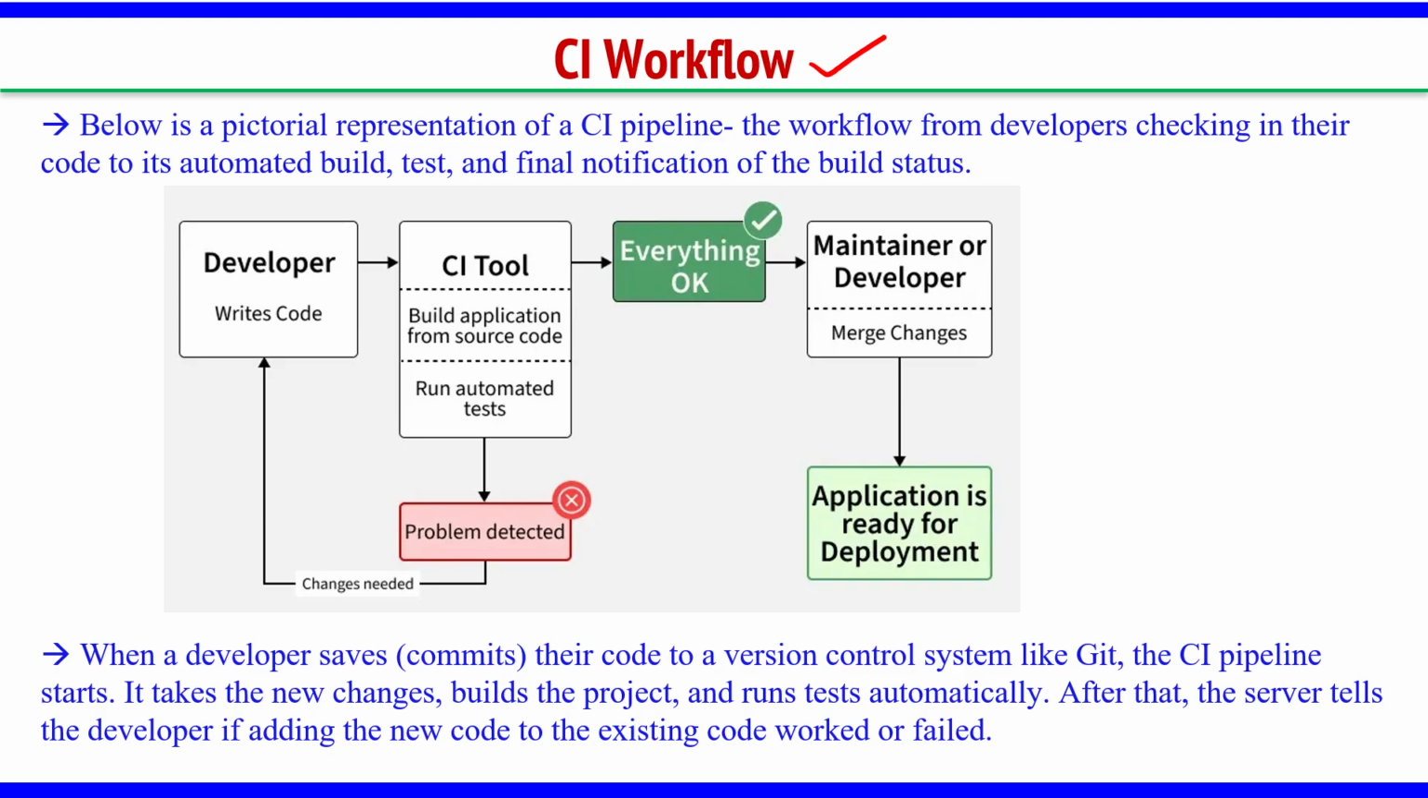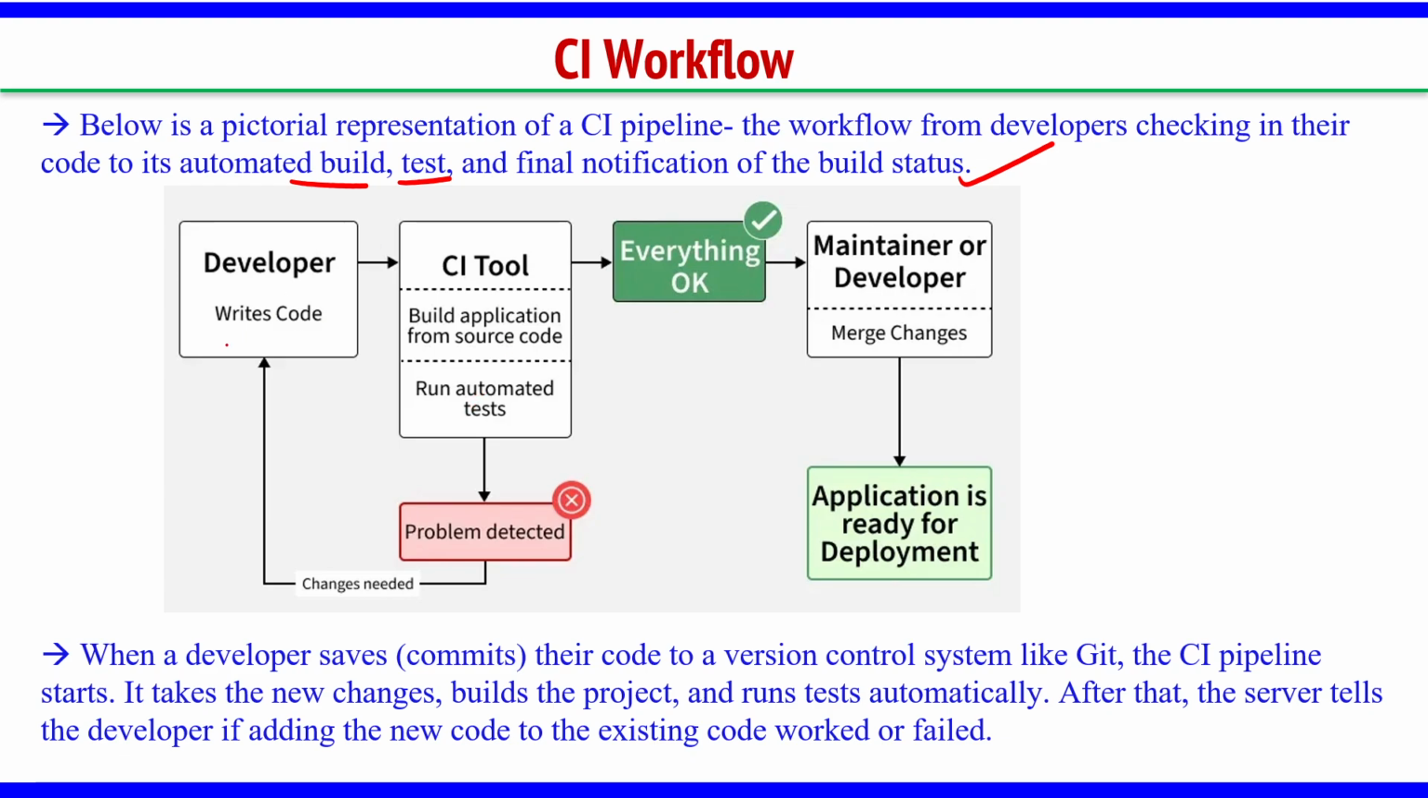So, what is the workflow of CI alone, continuous integration alone? How is that CI working? That we will try to understand. The workflow from developers checking in their code to its automated build, test and final notification of the build status. You will write the code. Once you write the code, you have to check in your code and automatically build it. You will click the button of automatic building, then it will do the testing. If everything is okay, it will tell you the status of the build in the CI.